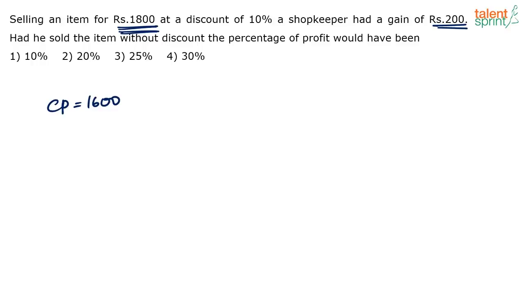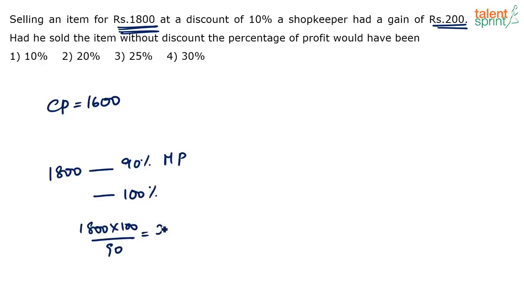Now what are they saying? This 1800 is nothing but 90% of the marked price. 90% of the marked price. So what is the marked price? The marked price is nothing but 1800 into 100 by 90, that is equal to 2000. So this is equal to his marked price.